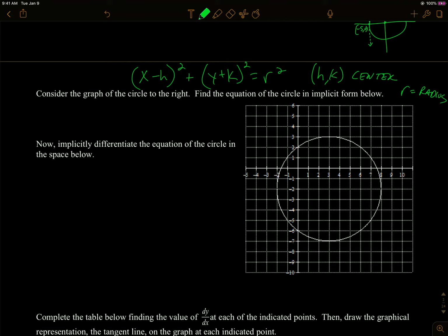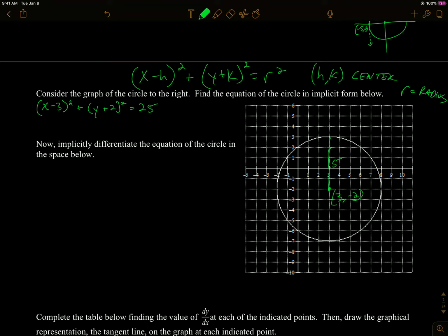So it looks like this center is right here, which is (3, −2). And it looks like the radius has a length of 5. So our equation is going to be (x − 3)² + (y + 2)² = 5². Okay, I'm going to multiply this thing out. So let's say it's presented like this.